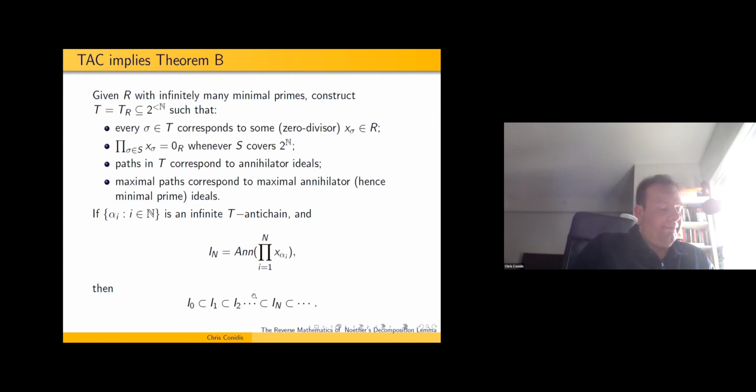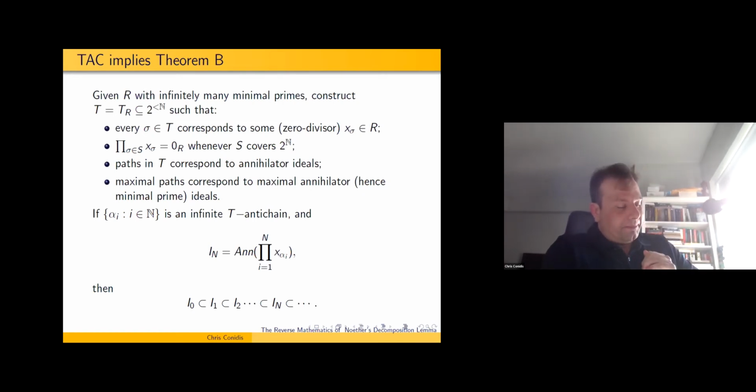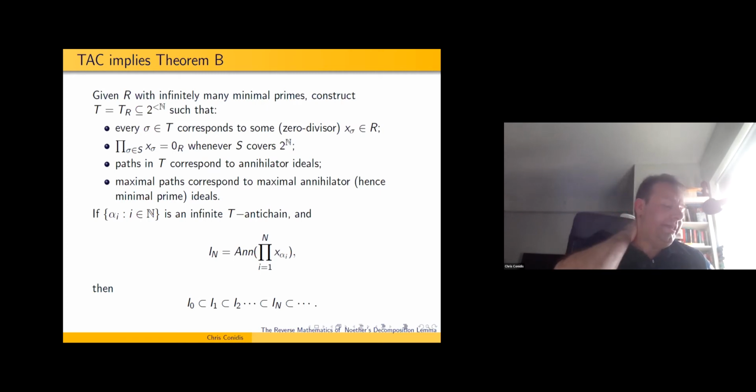And so annihilator ideals are useful in this construction, and there's lots of them around because we have these infinitely many minimal prime ideals, right? I've talked about this in some of my other research as well. Annihilator ideals lead to sort of interesting computability theoretic results.